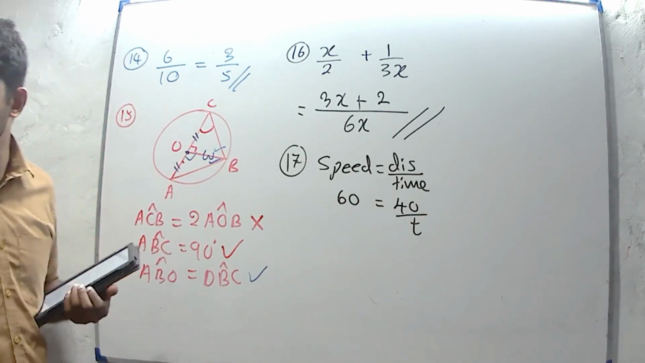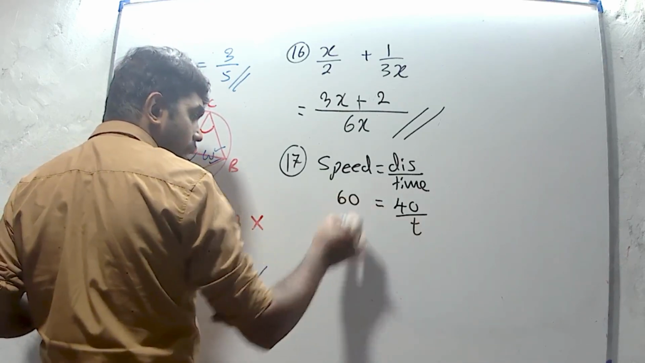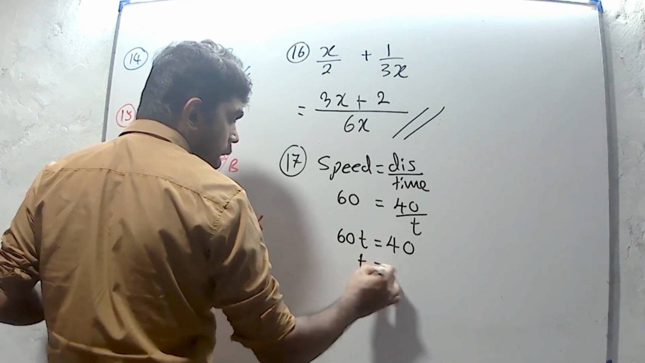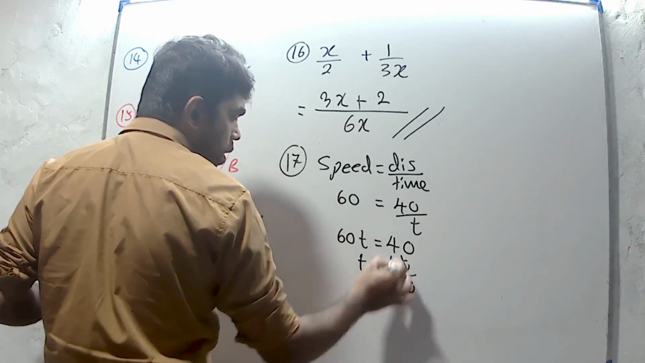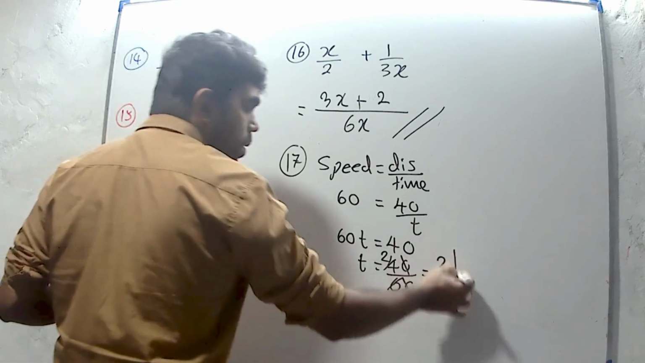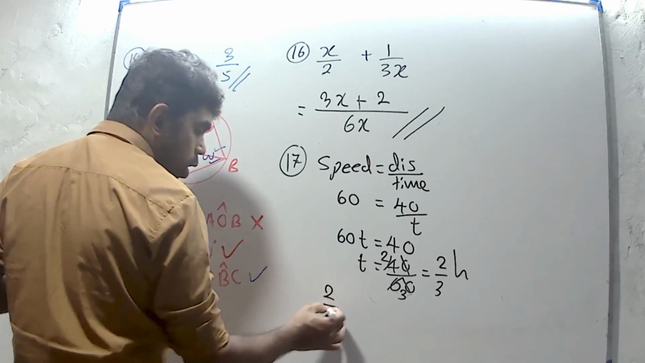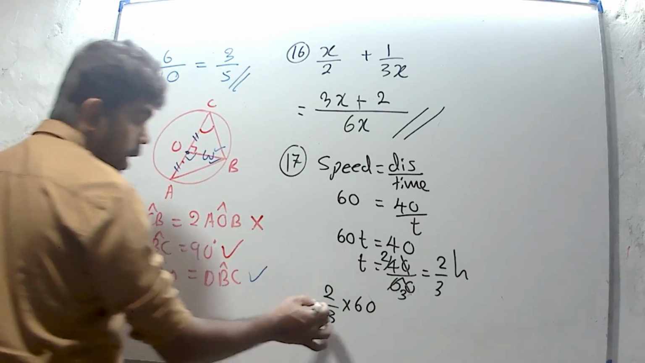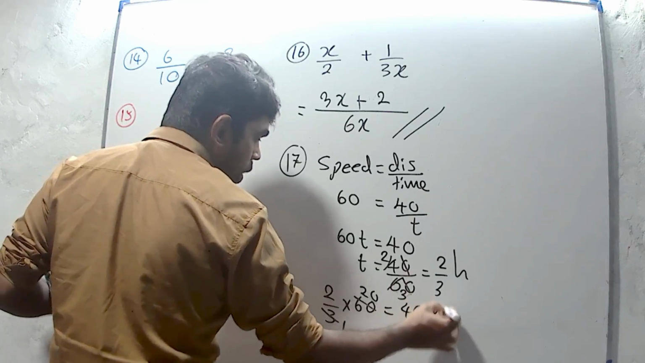Then I will consider time as t. Then we can make t the subject. We can bring the divide by t to the left hand side. 60t equals 40. t equals 40 divided by 60. Divide by 2 gives 3, divide by 2 gives 2. 2 over 3 hours. But we have to write it in minutes. We can convert hours to minutes by multiplying by 60. 3 divided by 3 is 1, 20. 2 into 20 is 40 minutes.